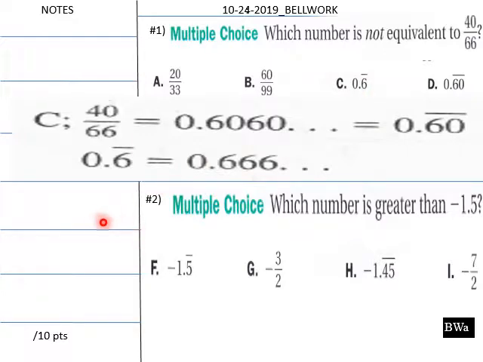And then for number 2, which number is greater than negative 1.5, it will be H. Negative 1.4545. This would be 3 1/2, and negative 3 1/2, which should be the same. Negative 3 1/2 would be much smaller than negative 1.5. So it would be H, right?